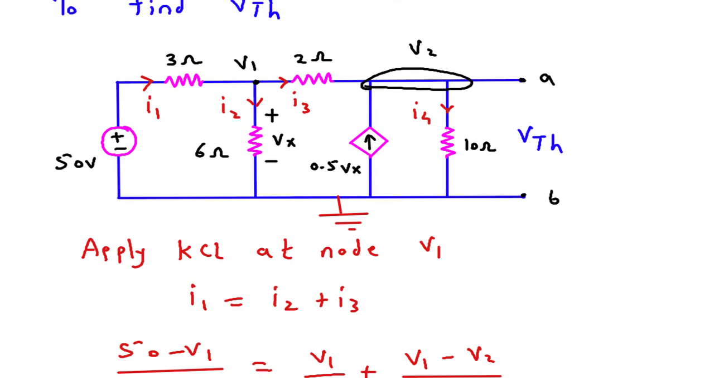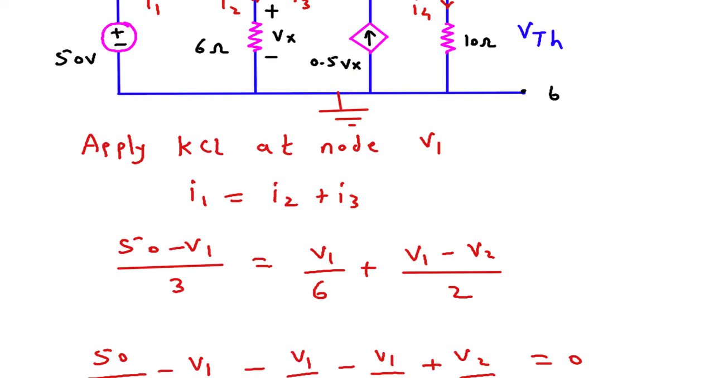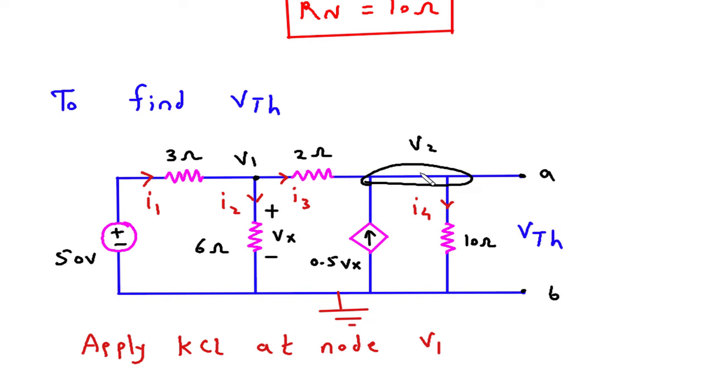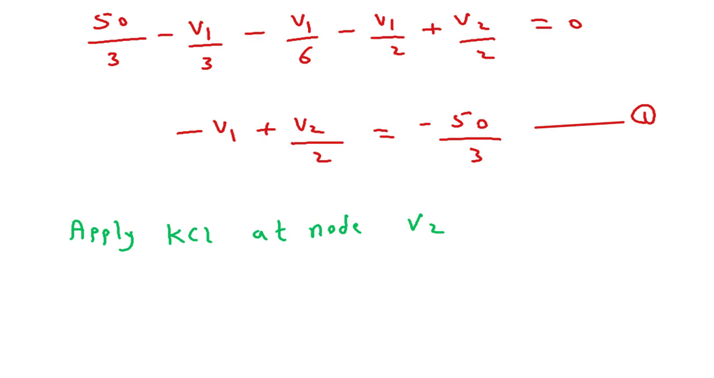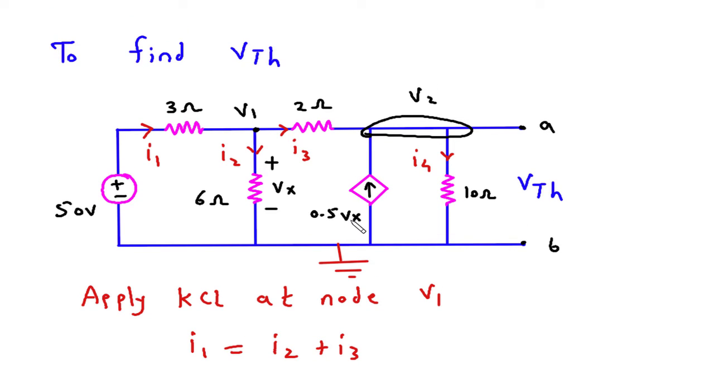Now we will apply KCL at node V2. So entering current at this node are I3 plus 0.5 Vx. I3 plus 0.5 Vx is equal to I4.